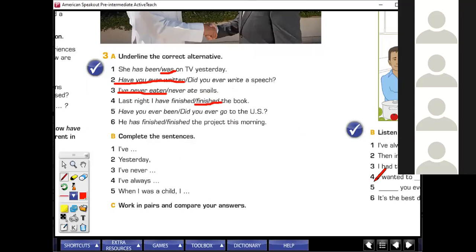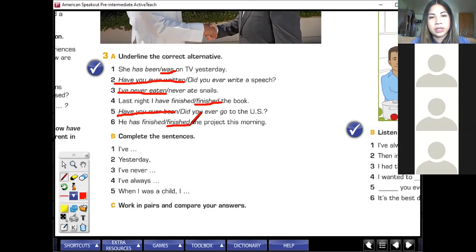Number 5, Betty. Have you ever been to the US? Yes, correct. Have you ever been? It's a personal experience. And number 6, ¿quién dijimos? Marina. He has finished the project this morning. Okay. Or he finished the project this morning. Yes. ¿Cuál sería? Es pasado. Finish. Yes, he finished. Es pasado porque ya terminó.